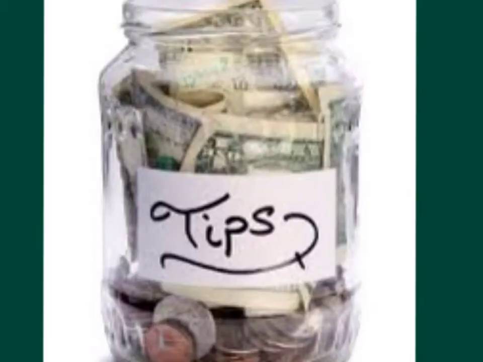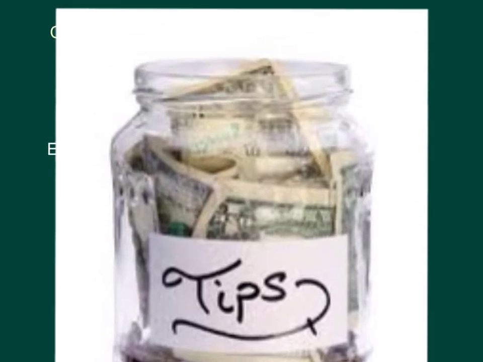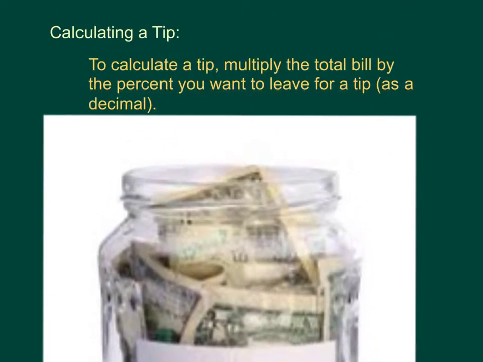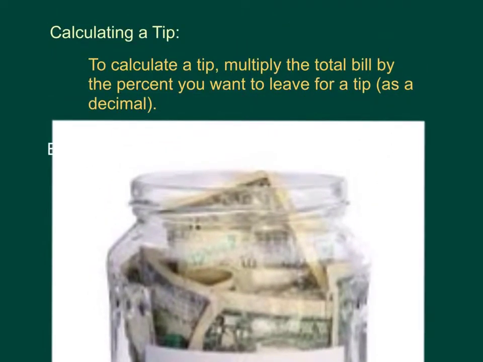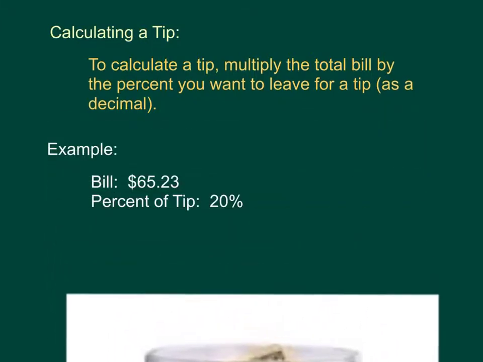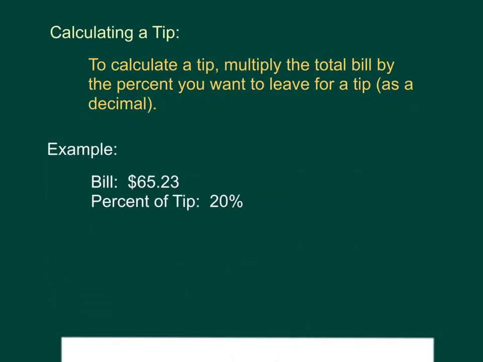The next application of percents that we're going to talk about is finding a tip. To calculate the tip, you multiply the total bill by the percent you want to leave for a tip. Remember, you always want to turn your percent into a decimal. Looking at the example below, if the bill is $65.23 and you want to leave a tip of 20%, you would first have to turn the 20% into a decimal. 20% as a decimal is 2/10.